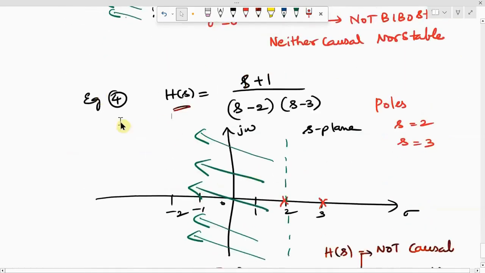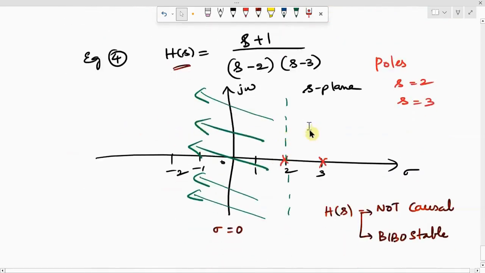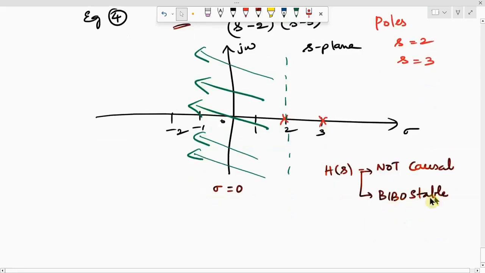And you have one more example where we observe that the leftmost pole is 2 and the ROC is left of the leftmost pole. It is not satisfying the condition for causality. But since the line sigma equal to 0 is included in the ROC, it is BIBO stable. So this H of s with such an ROC is a good example for a system not being causal but BIBO stable.